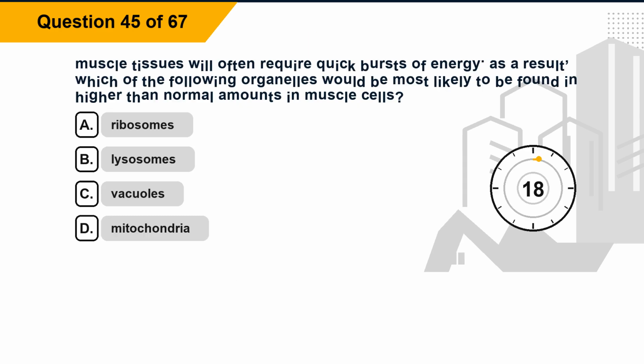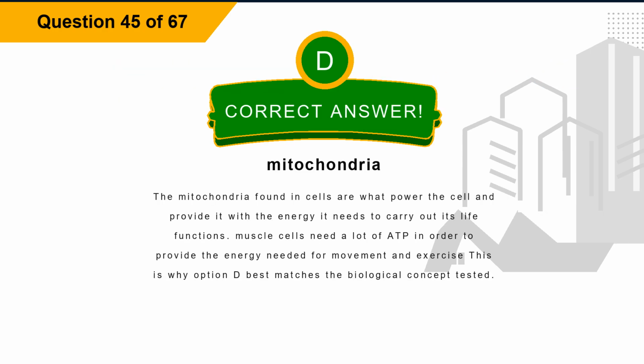Question 45. Muscle tissues will often require quick bursts of energy. As a result, which of the following organelles would be most likely to be found in higher than normal amounts in muscle cells? Option A, ribosomes. Option B, lysosomes. Option C, vacuoles. Option D, mitochondria. The correct answer is option D, mitochondria. Explanation: the mitochondria found in cells are what power the cell and provide it with the energy it needs to carry out its life functions. Muscle cells need a lot of ATP in order to provide the energy needed for movement and exercise. This is why option D best matches the biological concept tested.